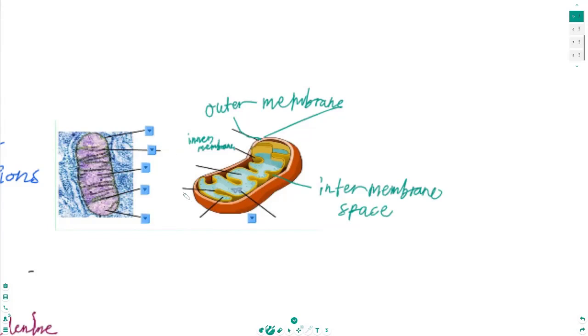And then inside we have something called the matrix. So this is the mitochondrial matrix, which is this fluid stuff within the inner membrane. And the inner membrane is actually folded up into something called cristae. So these here are the cristae.